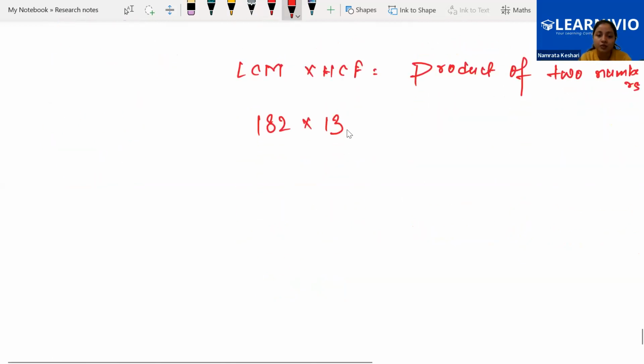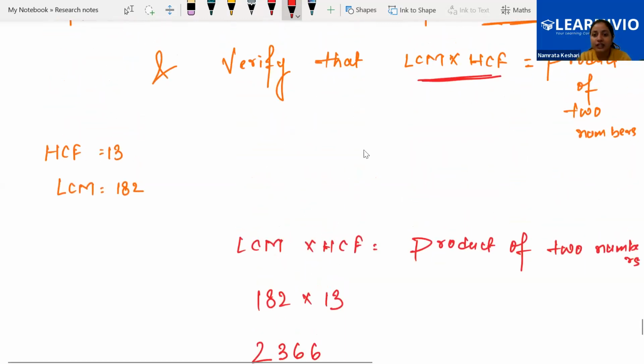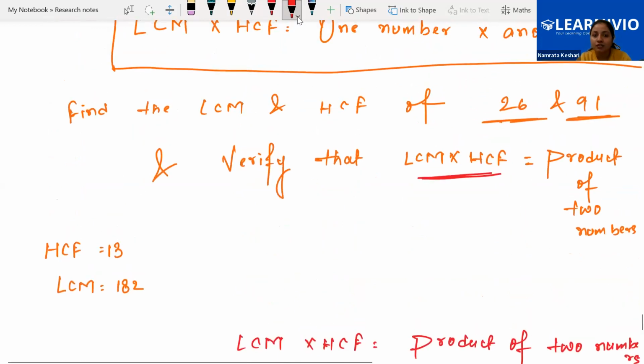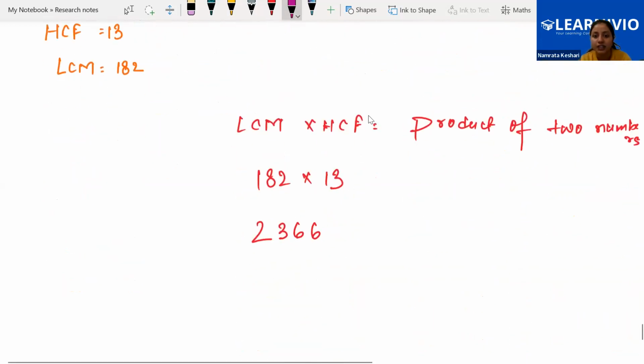2366, right? Yes, ma'am. Okay. Let's find the product of two numbers. Our first number is 26 and the second number is 91. So we'll be doing the multiplication of these two numbers, 26 into 91, like this.